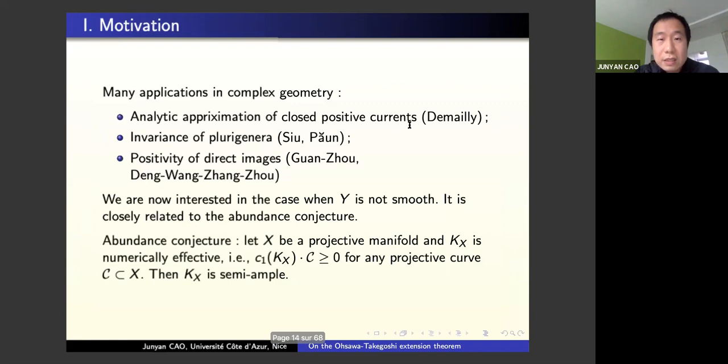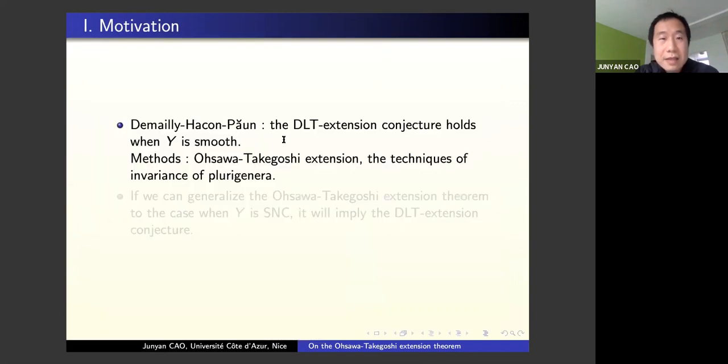Also in their paper, by using the Ohsawa-Takegoshi extension theorem in the case where Y is smooth, they proved that the extension conjecture holds in the case where Y is smooth. For their proof, an essential tool is the Ohsawa-Takegoshi extension theorem with uniform control on the L2 norm of big F. Therefore, in their proof, the assumption that Y is smooth is a crucial assumption.